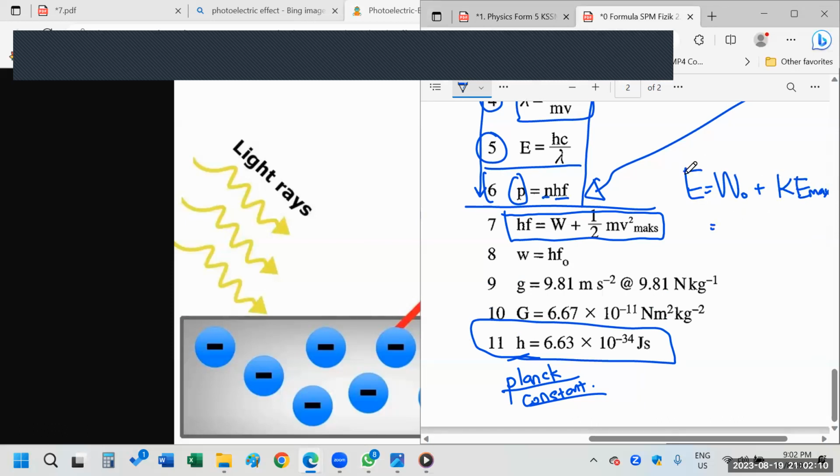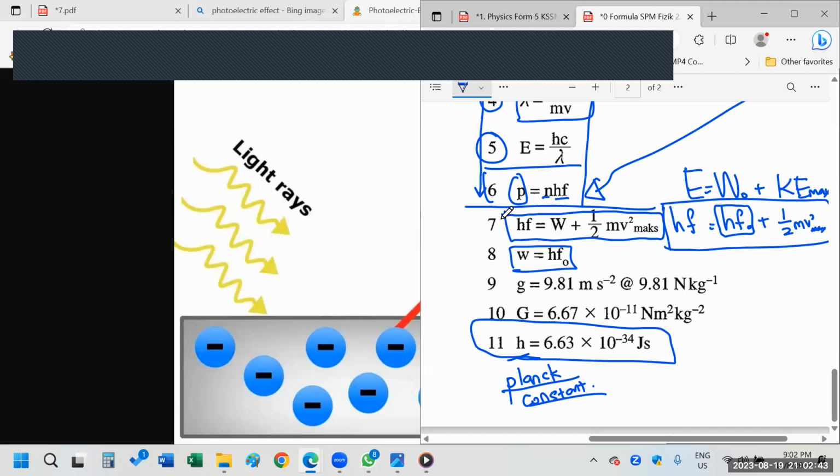So what is this E? E is photon energy. Photon means a packet of energy. W naught is hf naught, the work function, which is the minimum energy needed to be absorbed to break the bond, plus the kinetic energy, half mv squared max. We have learned this in Form 3.